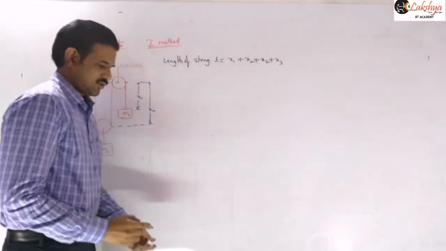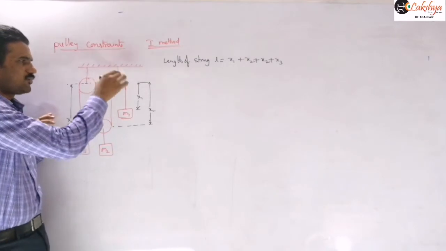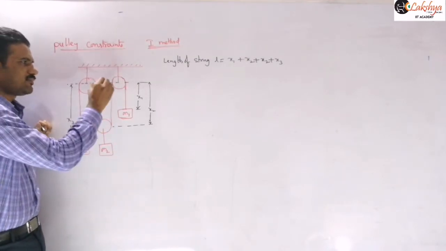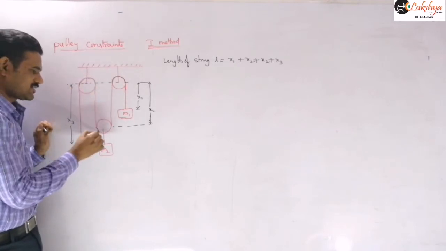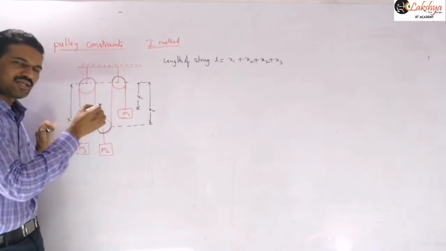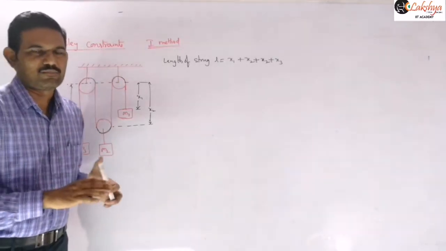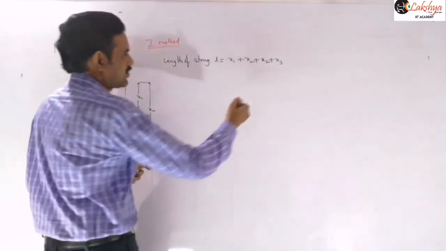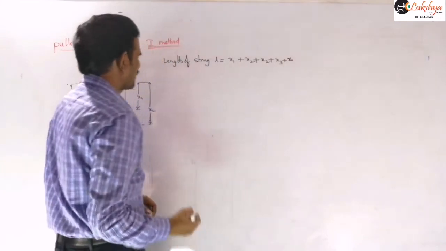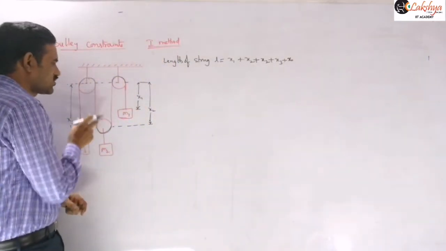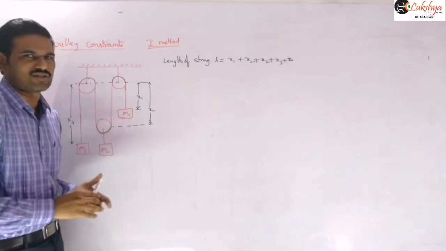Now you may get a doubt: what about the length of the string over the pulley? Some length will be there on every pulley, here, here and here. You can neglect that part because it will always be constant, or you can take the total of that part as some x0, the total length of the part lying on the pulleys. In general you neglect it because it is a constant.